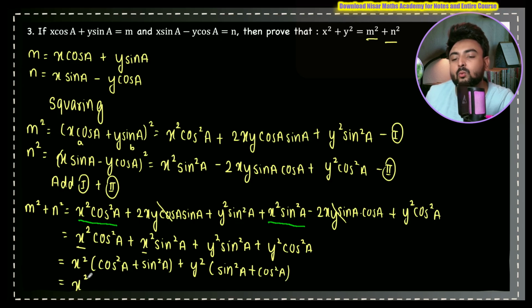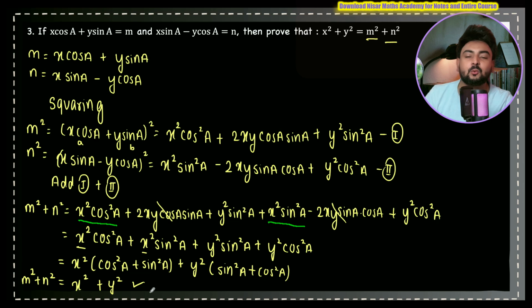So this is x square. Plus here also sin square a plus cos square a is going to become 1, so it is y square. And here what is remaining? m square plus n square. So our final answer is m square plus n square is equal to x square plus y square. I hope it is quite clear to you and it was a very easy question. The values of m and n were given to us, and we were asked to square and add them. Let's go ahead to the next question.